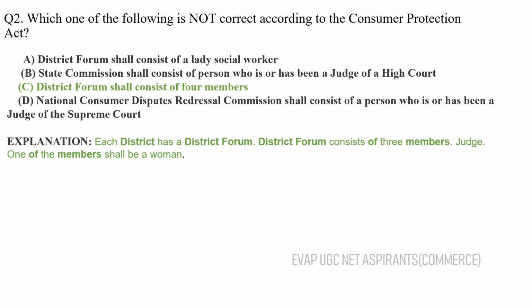That is, district forum shall consist of 4 members is not correct according to the Consumer Protection Act out of the 4 options. So the explanation: each district has a district forum. The district forum consists of 3 members, that is a judge, and out of that one of the members shall be a woman. So the other 3 options are correct. So option C is the wrong one. So that is the answer for this question.